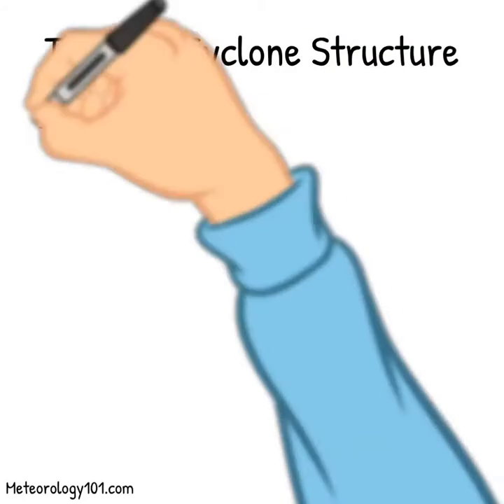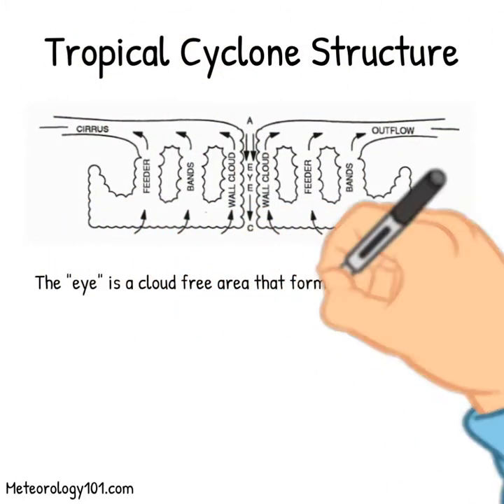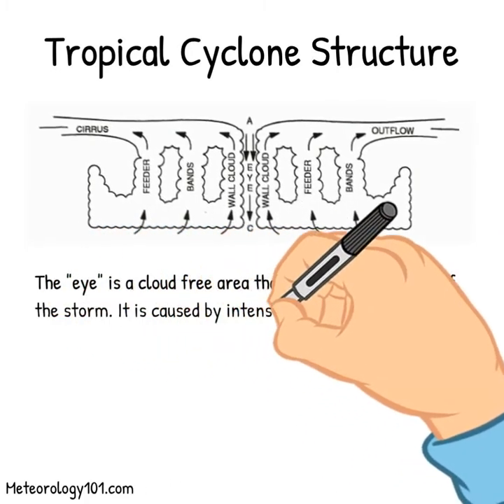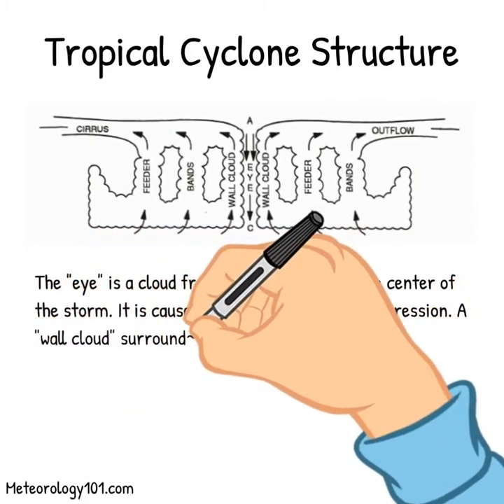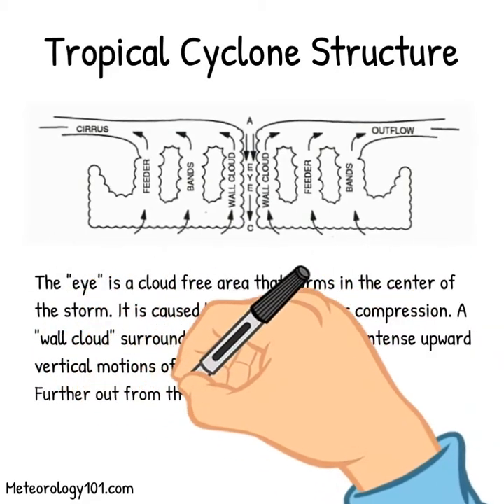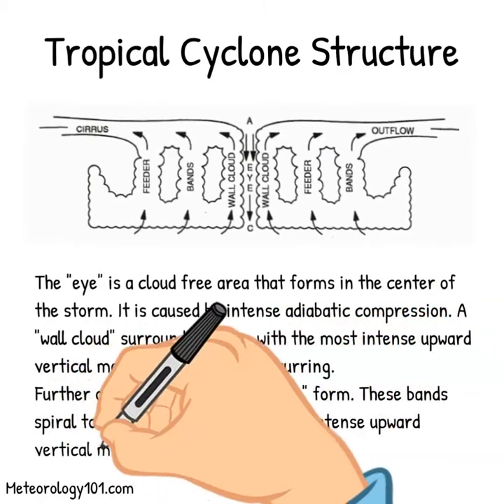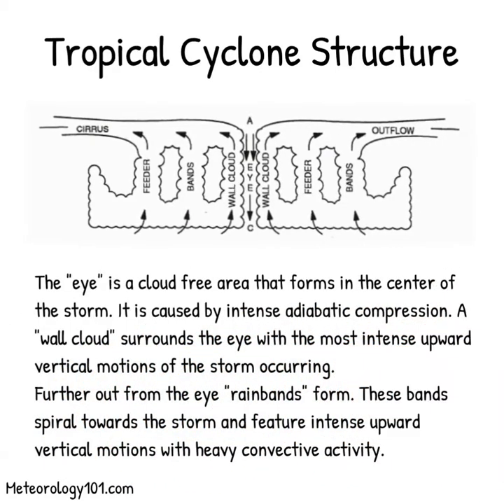The eye is a cloud-free area that forms in the center of the storm. It is caused by intense adiabatic compression. A wall cloud surrounds the eye with the most intense upward vertical motions of the storm occurring. Further out from the eye rainbands form. These bands spiral towards the storm and feature intense upward vertical motions with heavy convective activity.